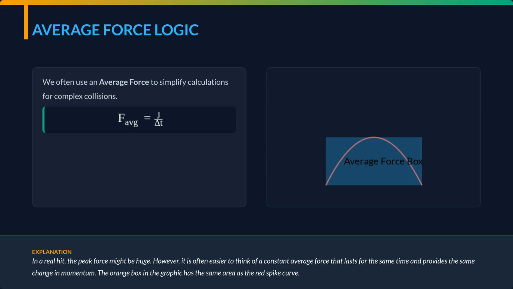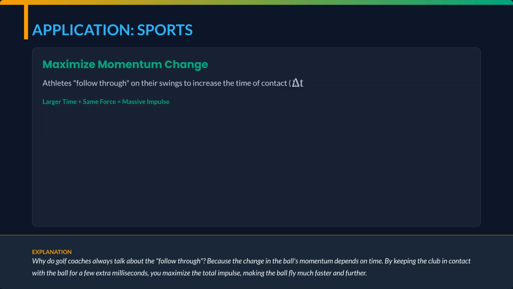In sports, athletes follow through to maximize momentum change. By increasing the time of contact, they increase the total impulse delivered to the ball, making it fly faster and further, even if the average force remains the same.